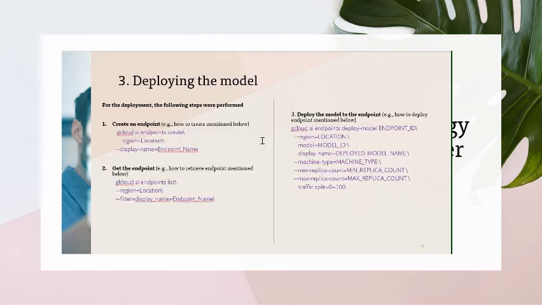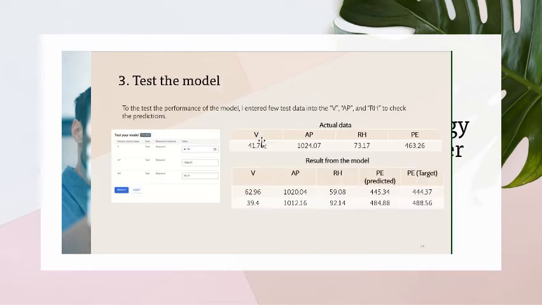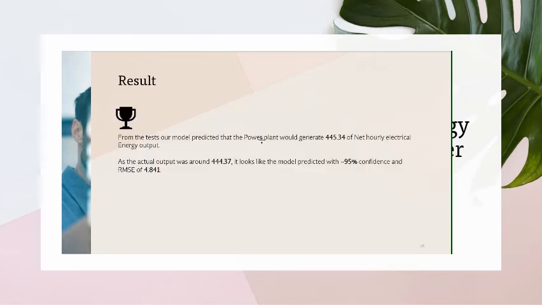For deploying the model, there are certain things like the endpoint name. We need to create the endpoint so that we can generate the model. There are a few steps we need to perform, like creating the endpoint, getting the endpoint, and finally deploying the model to the endpoint. It took almost around 10 minutes, and after 10 minutes, we had the results in hand.